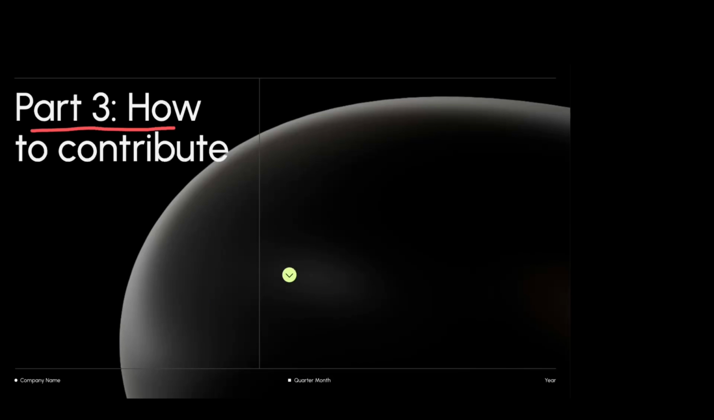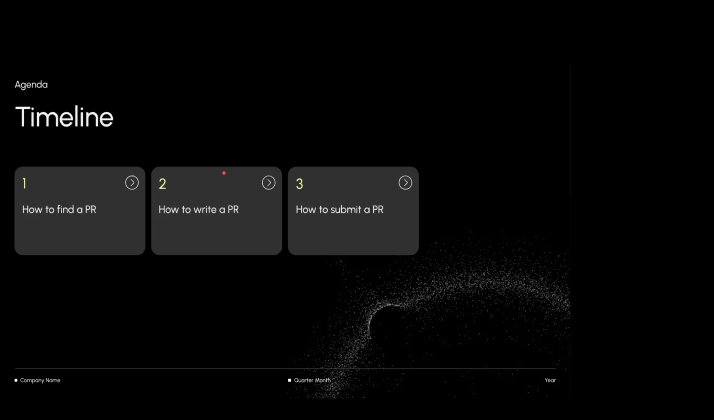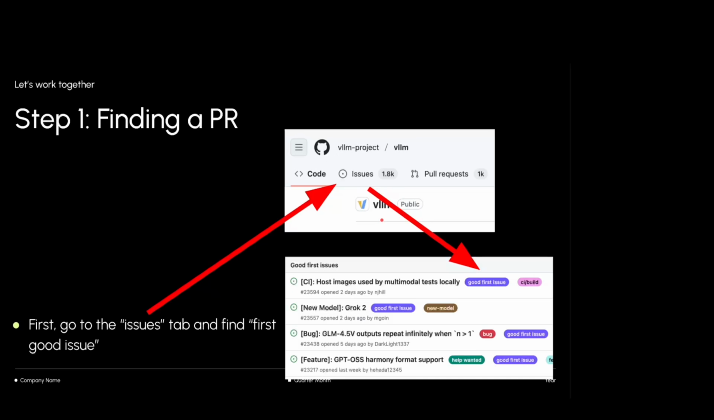Finally, how to contribute to open source. There are also 3 steps. First is how to find a good pull request. Second, how to write a pull request. And then how to submit a pull request. So step 1, where to find a good item to contribute to? Is it go to the pull request tab, or is it the issue tab? We should go to the issues because we need to start with a problem and then come up with a solution, which is a pull request.